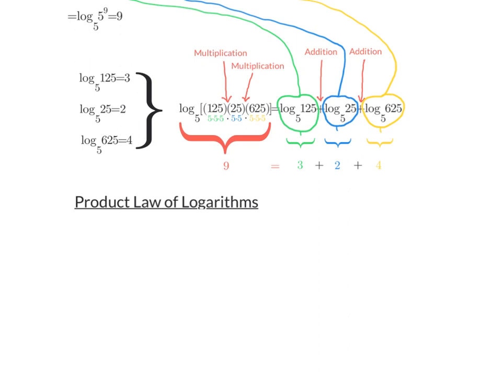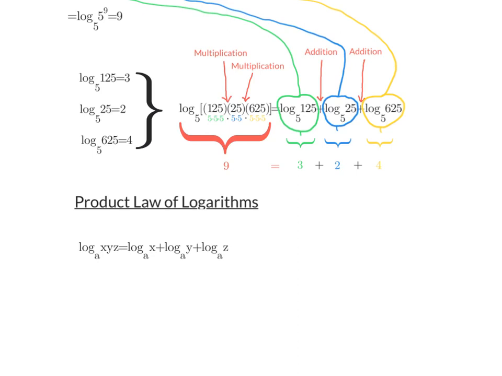So this is what we call the product law of logarithms. If you have a logarithm to any base of different values that are multiplied together, let's say x, y, and z, well then that will be the same as the logarithm of that same base of the first one plus the logarithm of that base of the second one plus the logarithm of that base of the third one, and so on and so forth.